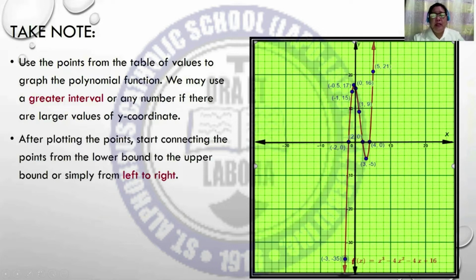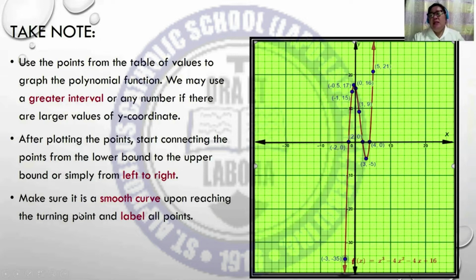After plotting the points, start connecting the points from the lower bound to the upper bound or simply from left to right. So you can start here, connect with a smooth curve, and there, going down, then there. And notice there are two turning points. And make sure it is a smooth curve upon reaching the turning point and label all points.